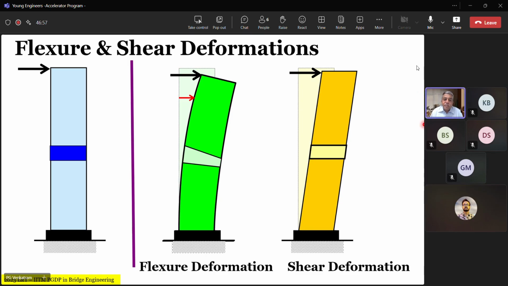So let's talk about deformation. We are talking about deformation, so let's stick to the deformation. That means what? The left side member length increases and the right hand length decreases.